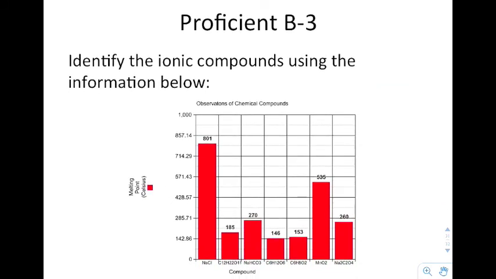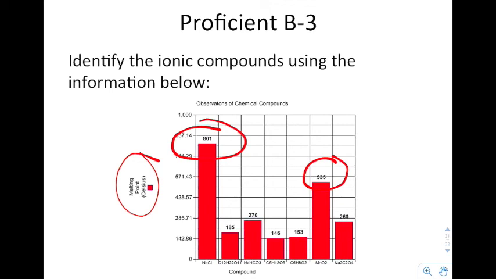It says identify the ionic compounds using the information below. So what we have right here is the melting points. You expect the melting points to be very, very high for ionic compounds. And if you look, this right here is clearly an ionic compound. It has a very, very high melting point. This additionally is a very high melting point. So because of that, we can say right away that those are ionic compounds.